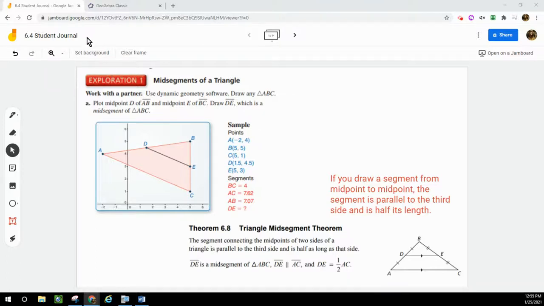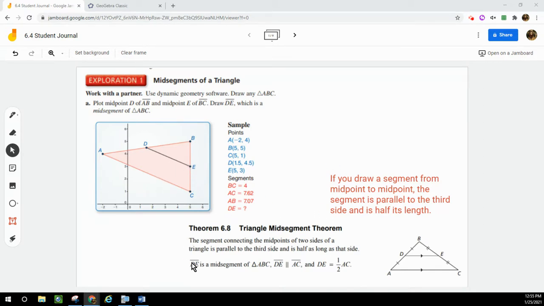Geometry section 6.4, mid-segments of a triangle. If we draw a segment from the midpoint to another midpoint, we call this the mid-segment, and it has special properties. If you draw a segment from midpoint to midpoint, this segment, DE, will be half of this side that it's opposite from, AC, and they're always going to be parallel.